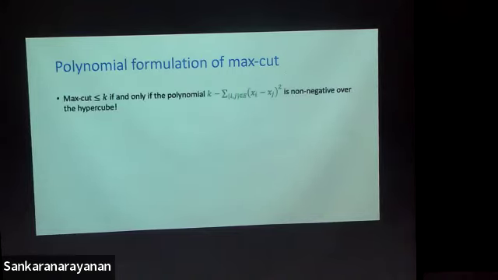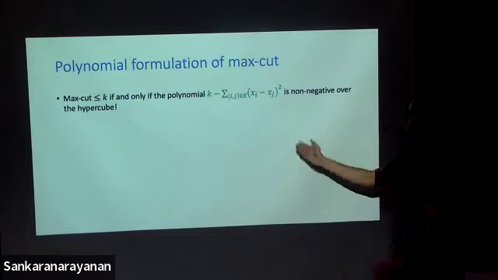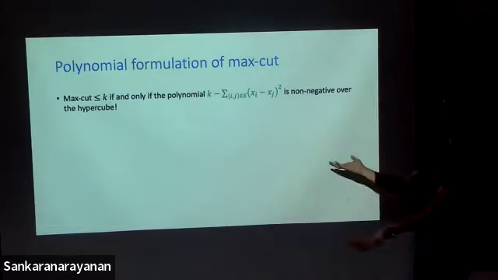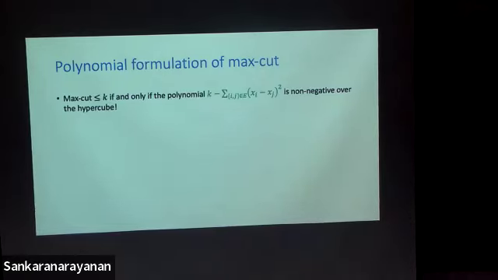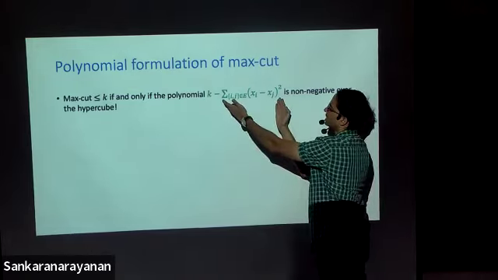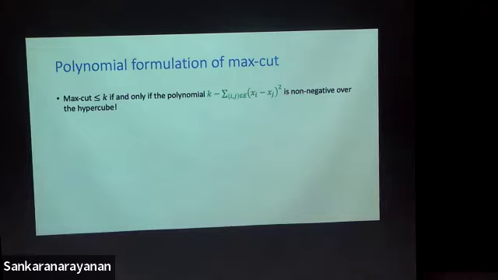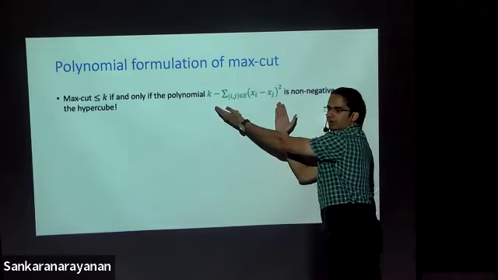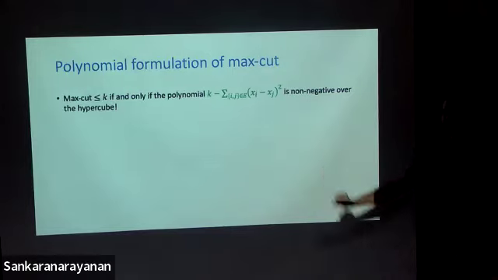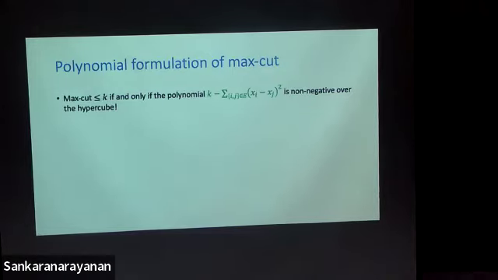So if you want to prove that the max cut value is less than or equal to k, the max cut value is less than or equal to k if and only if k minus this polynomial, which represents the number of edges cut, is non-negative over the hypercube. Because if the maximum value of this is less than or equal to k, then k minus this value will always be non-negative. So proving that the max cut is at most something is equivalent to proving that this polynomial is always non-negative over the hypercube. Does that make sense?